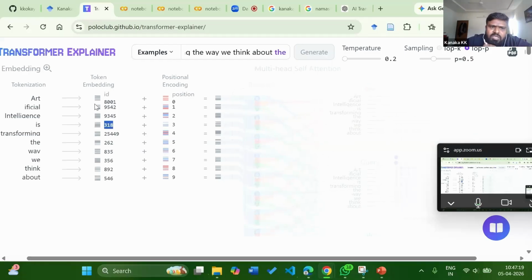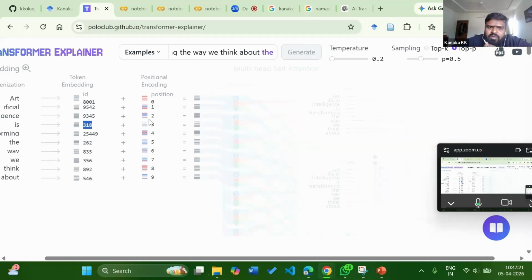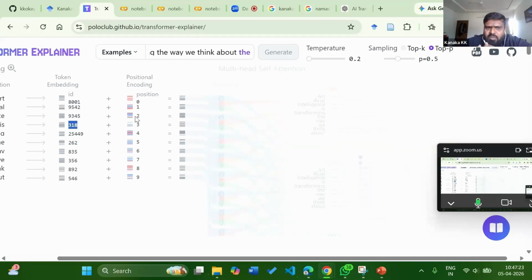Then to these token embeddings, we will add the positional encoding. Don't confuse it with the embedding. Embedding means, simply you can understand, they are input.